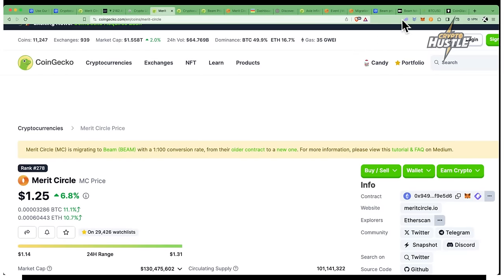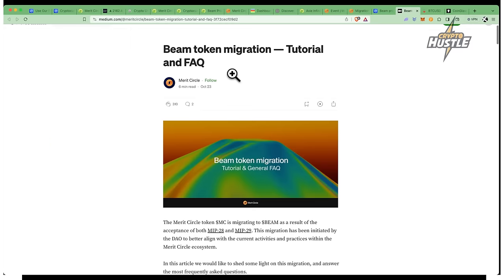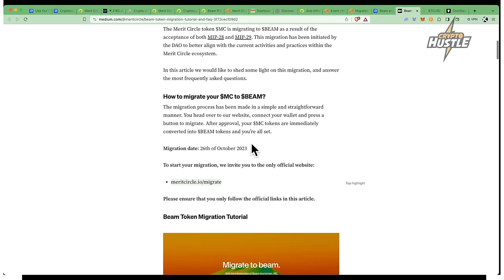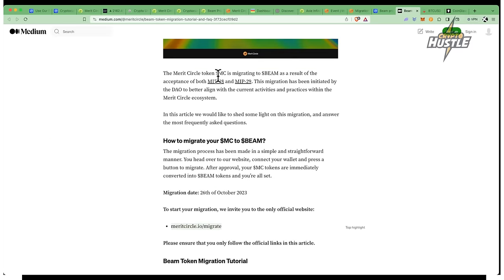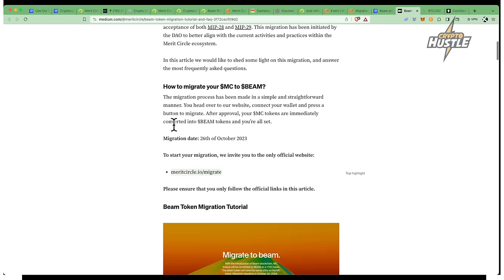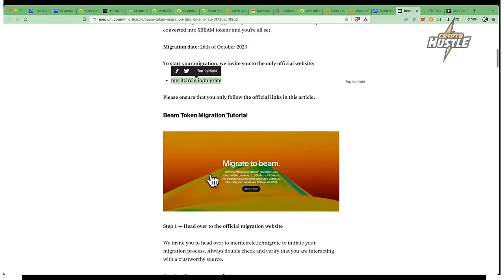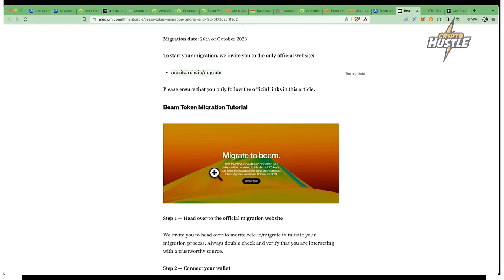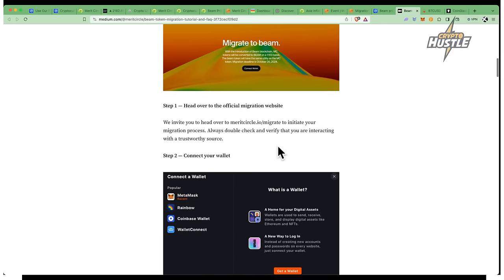This is the report that they put out, the Beam token migration tutorial, and the most important thing you need to know: the Merit Circle token MC is migrating to Beam as a result of acceptance of both MIP28 and MIP29. This migration has been initiated by the DAO to better align with the current activities and practices within the Merit Circle ecosystem. In this article, they basically broke down everything. So how to migrate? You go to meritcircle.io/migrate, connect your wallet, migrate your Beam tokens, and confirm it.